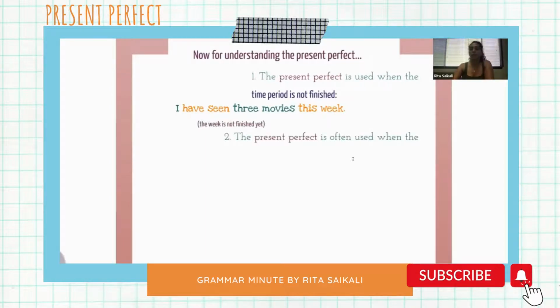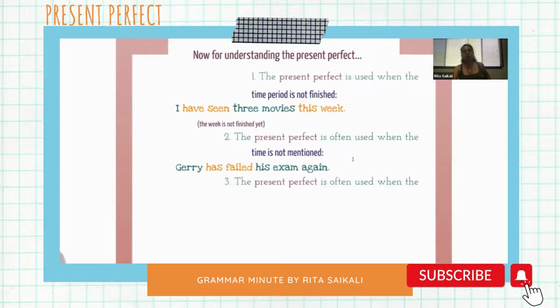Two, the present perfect is often used when the time is not mentioned. Again, because the time is not important, so the time is not mentioned. So we don't care when really it happened. Okay? Gary has failed his exam again. We don't know what time Gary failed his exam. We don't know what date he failed his exam. We just know that he has failed it. Okay?